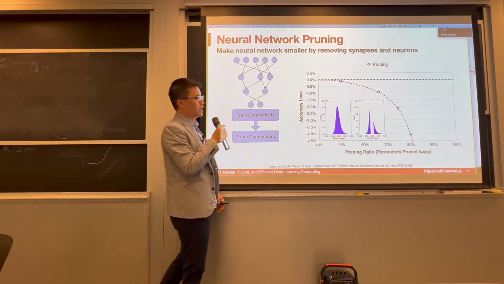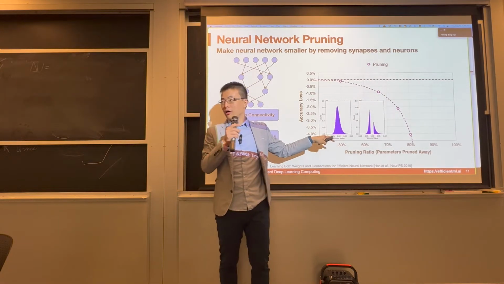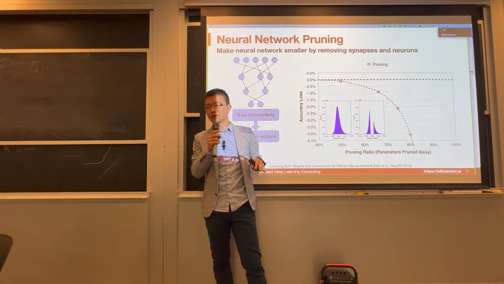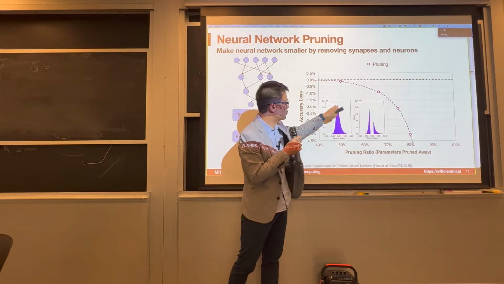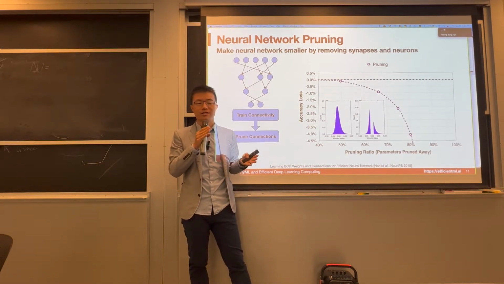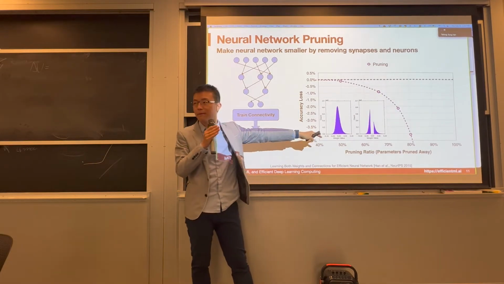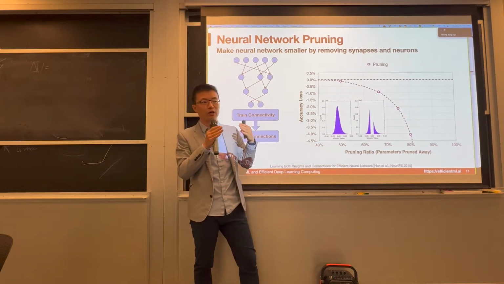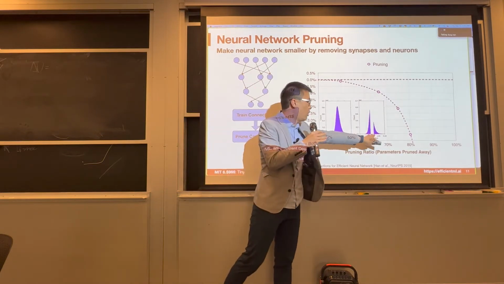On the bottom plots is the weight distribution before and after pruning. Before pruning, it's roughly forming a normal distribution for the weights of this particular layer. And after pruning, we are removing those small parameters.